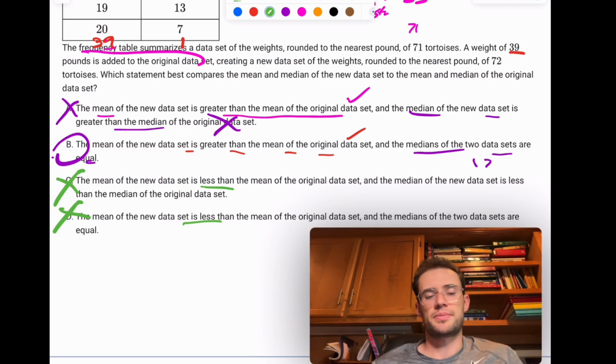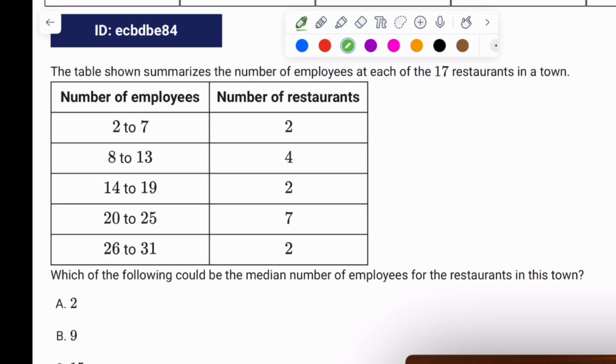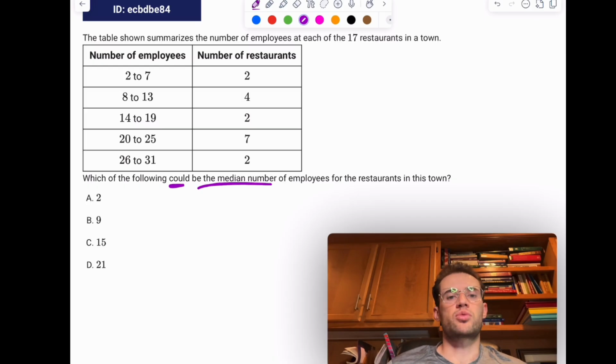The mean went up. The table shown summarizes the number of employees at each of the 17 restaurants in town. Which of the following could be the median number of employees for the restaurants in the town? The reason they say could is because they don't have the actual values, they're just ranges, or you could say more like domains. But we can figure out which range it's going to be in because these are ordered in increasing number of employees.